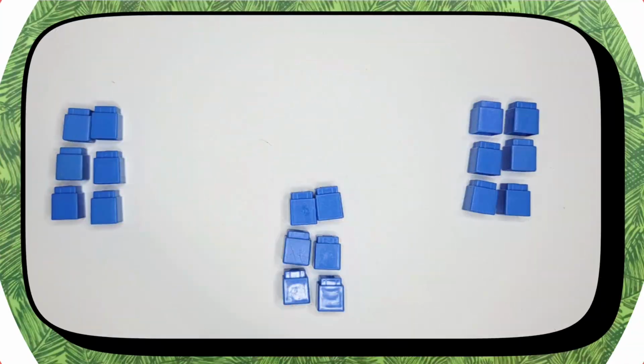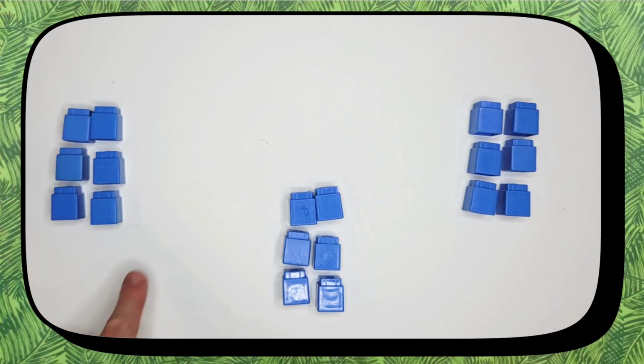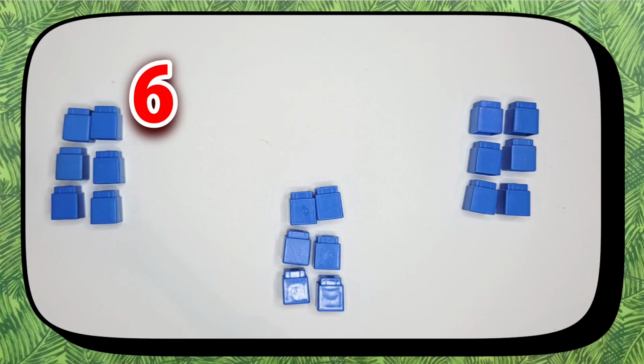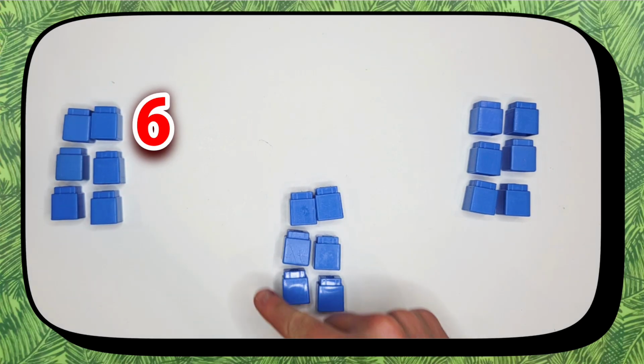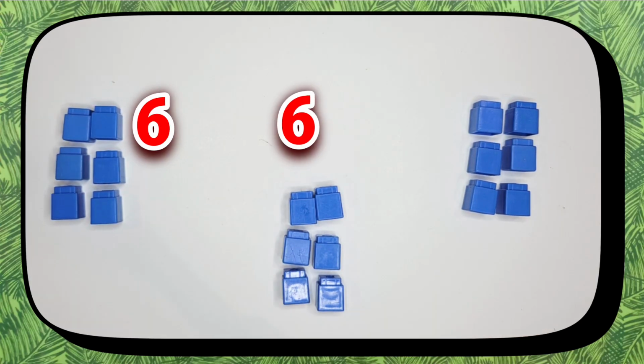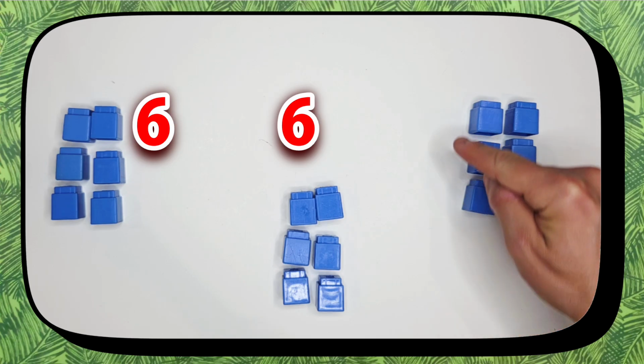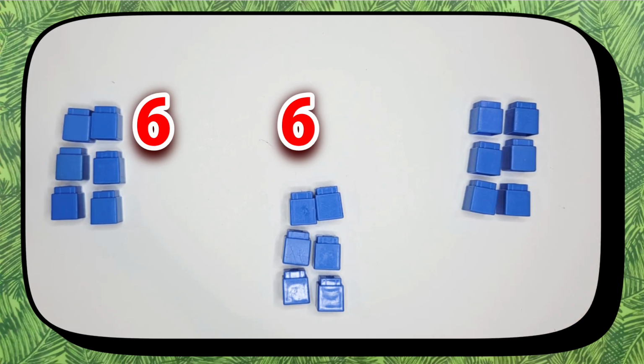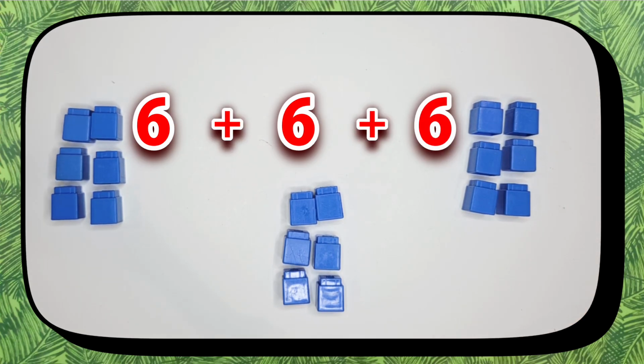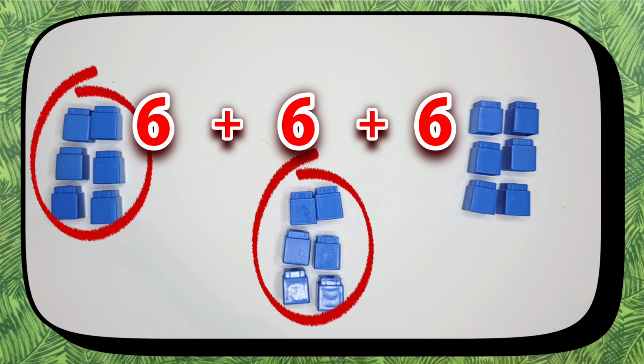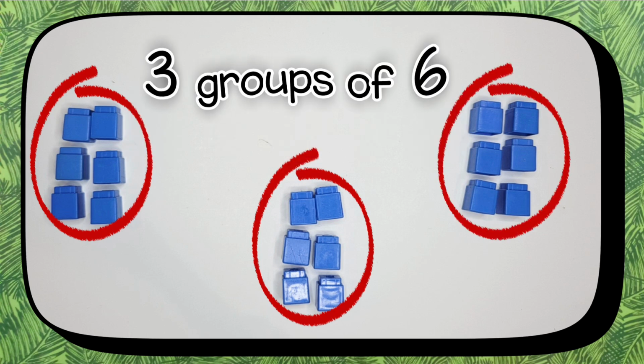Look at that! 3 groups! Now let's check that they are equal. How many in this group? There are 6. And this group? 6. And how about this group? 6. 6 and 6 and 6 make 18. That's 3 groups of 6. Another way to show 18.